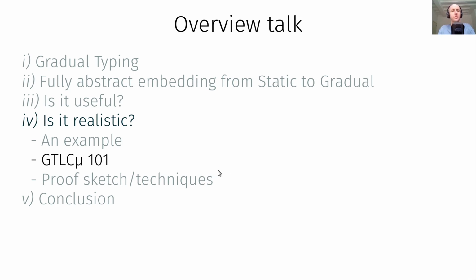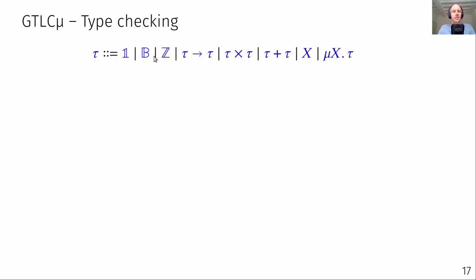But to do so, we are first going to give the briefest introduction about the GTLC. So let's talk a little bit about the type checking first. For the types, you can first start from the grammar of the static types. We've got our base types, arrow types, product, sum, type variables, and recursive types. In the gradual language, we just add one entity to this, which is the unknown type.